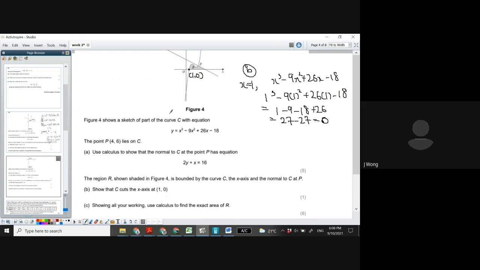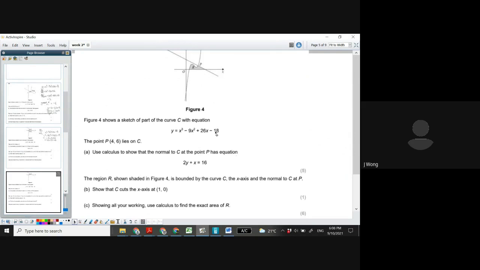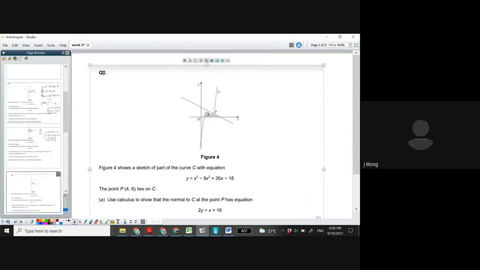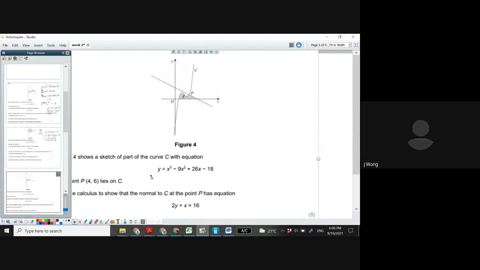Good. All right, so now part C. Now they asked us to use calculus to find the exact area of R. Just like last week, whenever you've got a shape which is bounded by the curve and the straight line, whenever they intersect where it is not on the x-axis, I'll put a line.